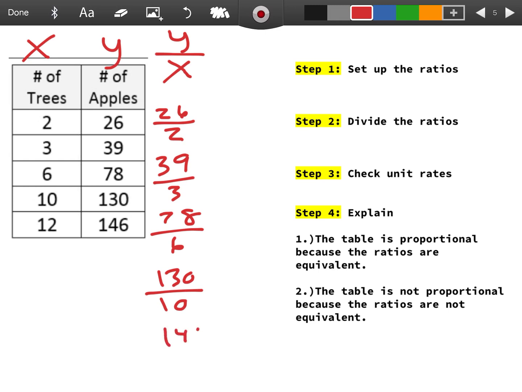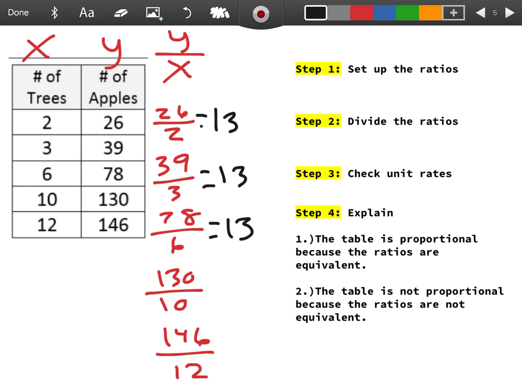And my last one is 146/12. My step 2 says to divide my ratios. So I'm going to divide each one. My first one is 26 divided by 2 gives me 13. My next one is 39 divided by 3, that gives me 13. My next one is 78 divided by 6, that gives me 13. My next one is 130 divided by 10, that gives me 13.